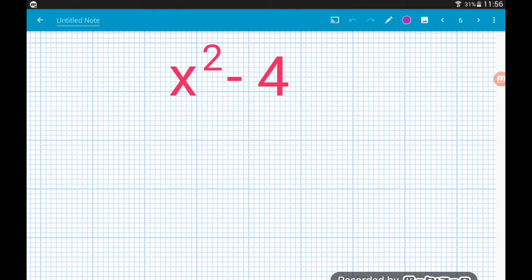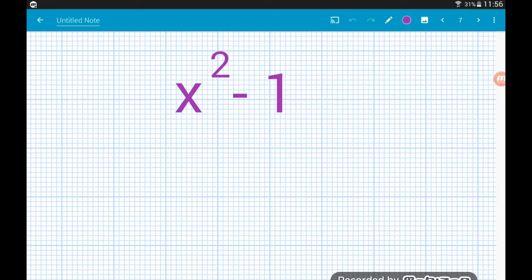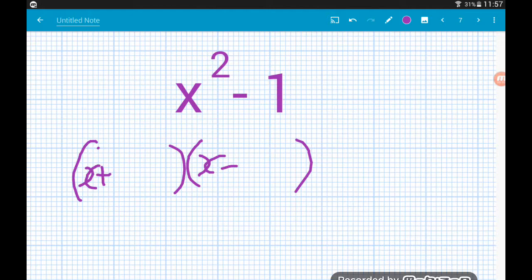So x squared minus 4. Well, the square root of x squared is x. So we're going to have an x in each bracket, then we're going to have a plus or minus, and then the square root of 4 is 2. So x squared minus 4 factorises to x plus 2 times x minus 2. x squared minus 1, again the square root of x squared is x. We need a plus and a minus, and then the square root of 1 is 1. So we've got x plus 1 times x minus 1. Cool.